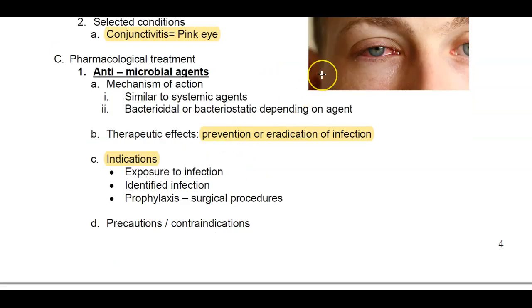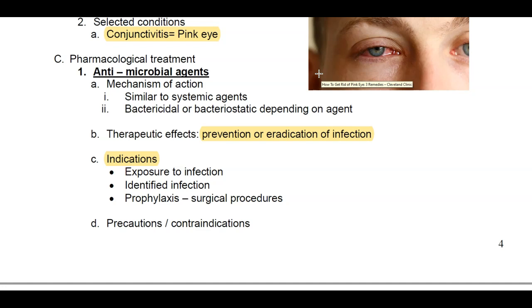Antimicrobial agents: the mechanism of action is the same as what you've learned in your antimicrobial agent units. The main thing is they can be bactericidal or bacteriostatic depending on which agent we are talking about. The effects are very similar to the systemic agents. The therapeutic effect is prevention, treatment, or eradication of infection.